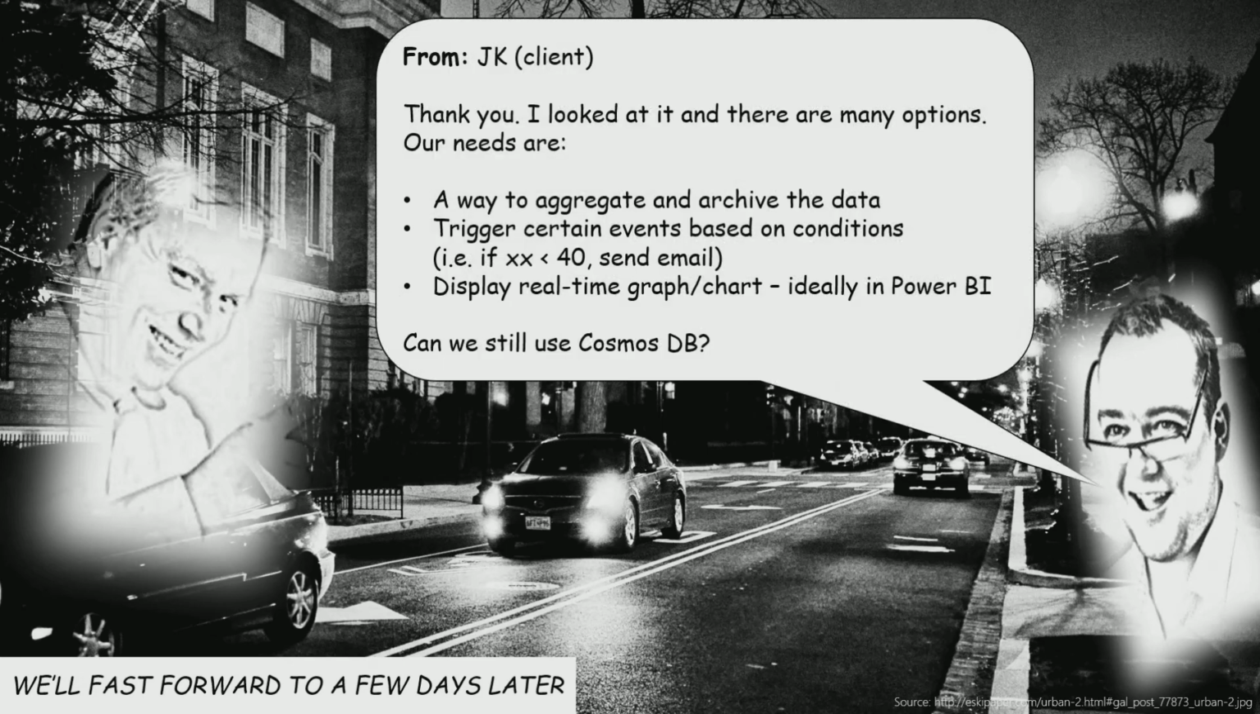He comes back a few days later and sends me this email. Thank you, I looked at it, and there's many options. Our needs are a way to aggregate and archive the data. I need triggers for certain events based on conditions. For example, if it's less than 40, I want to send an email. And I need to display real-time charts, probably in Power BI. Can we still use CosmosDB? Now, why has he sent me this email? Because he's been reading about Cosmos and he's probably working out, I think there's some limitations, how do these certain circumstances work? What should be my answer to this?